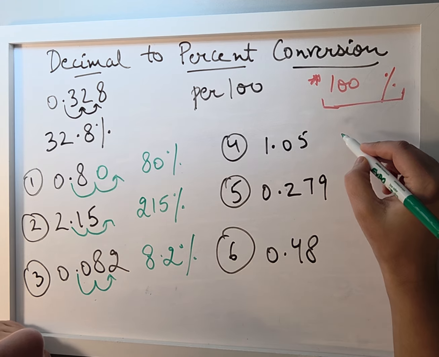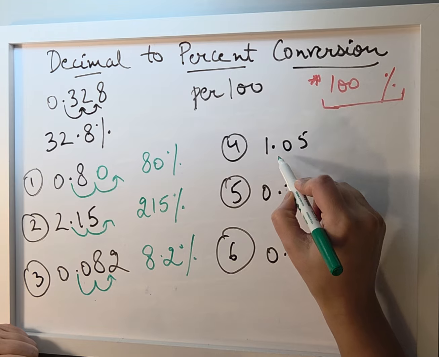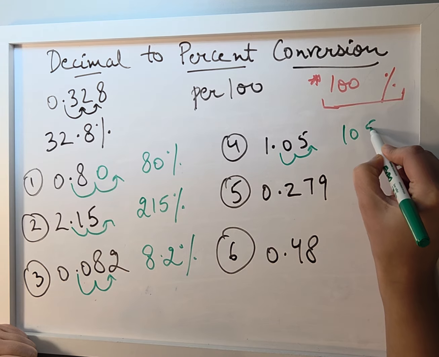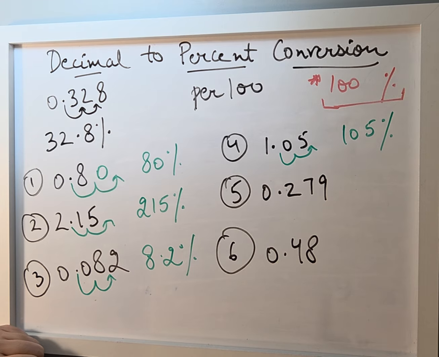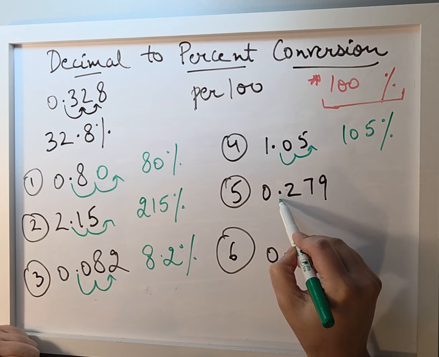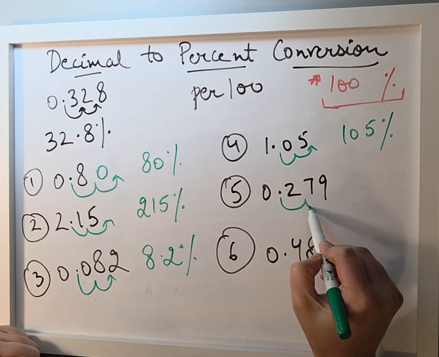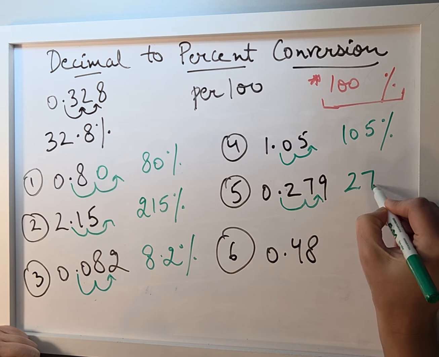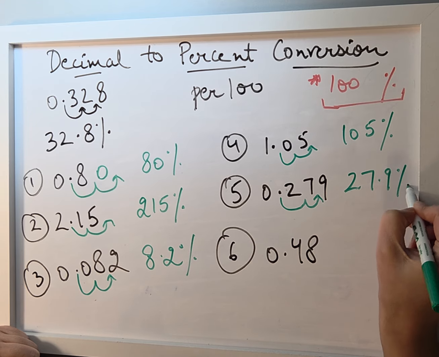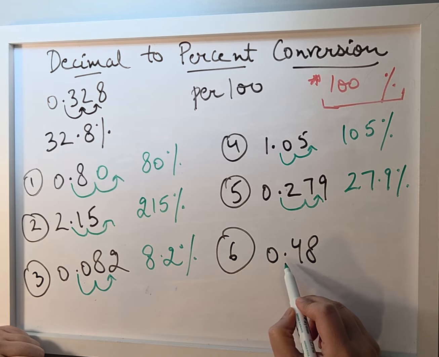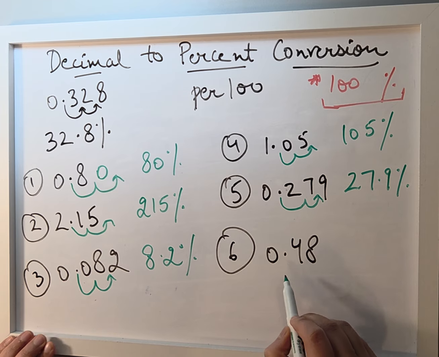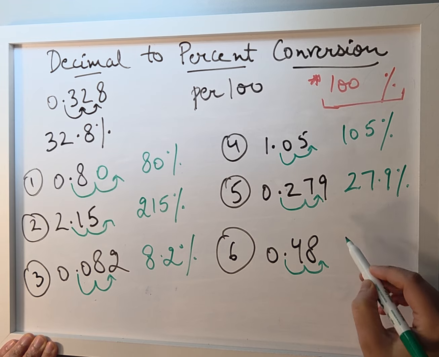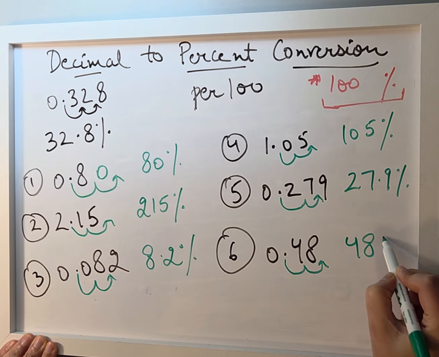Okay. Now it's 1.05. So we move it 1 and then 2. It becomes 105%. Similarly, we move the decimal here and here. What does it become? 27.9%. And last is 1.48. We move the decimal here and here. So what does it become? 148%.